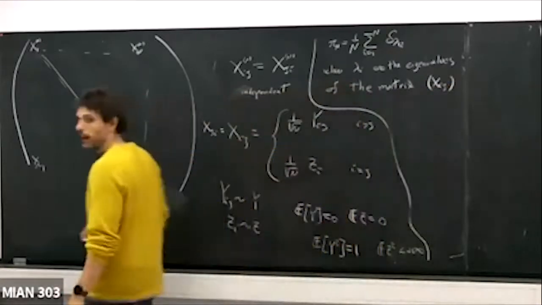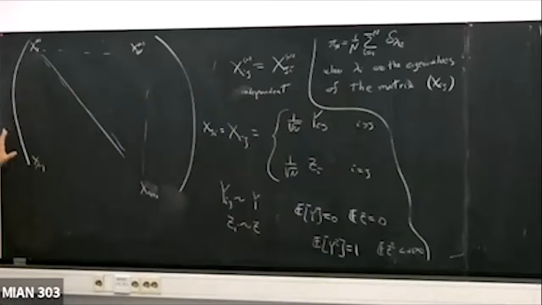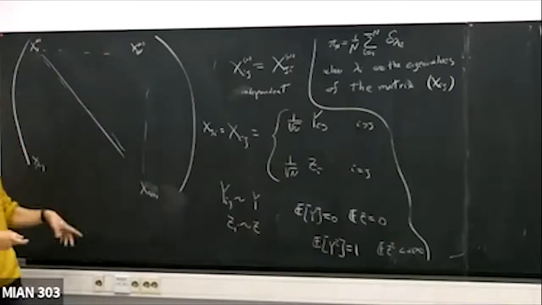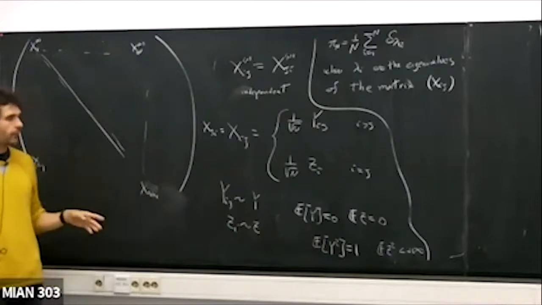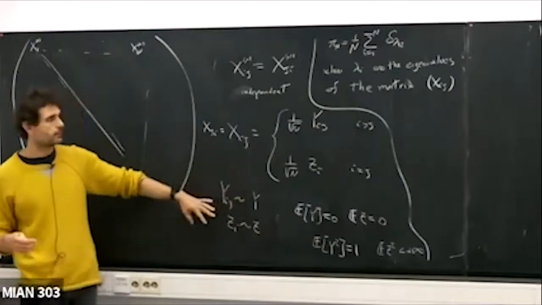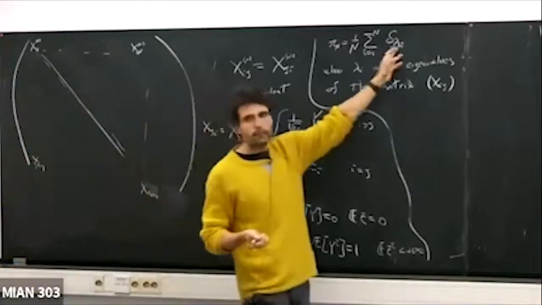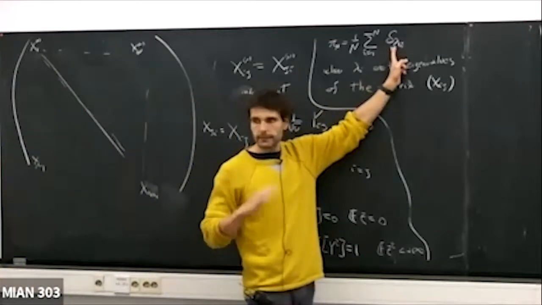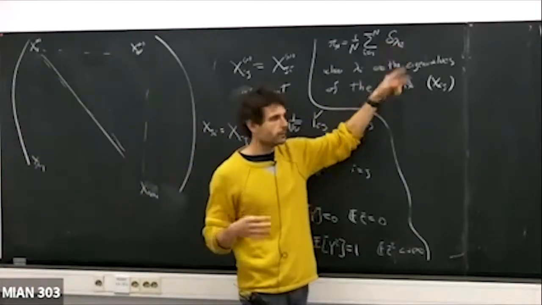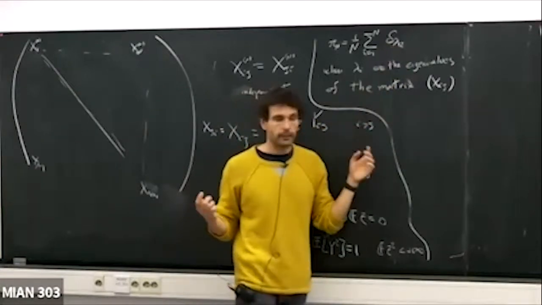Okay, so what I do, I randomly throw n squared random variables with this independent distribution, and I will have n eigenvalues because this matrix is symmetric. If I count them with their multiplicity, I have n eigenvalues.